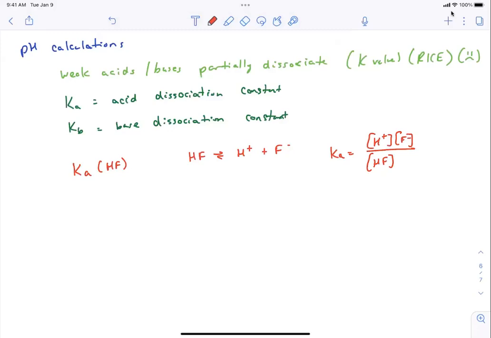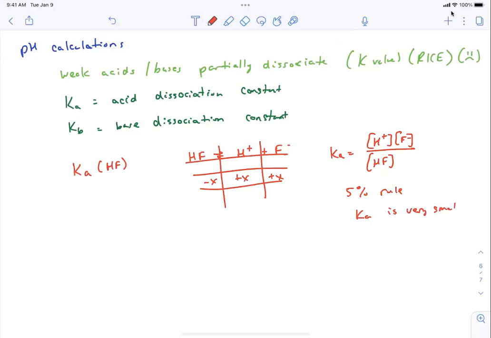And that's really important for the RICE chart because you have to understand what the expression is so that you can plug in variables and solve for things. So if I were to do a RICE chart here, I would do it like this, probably plus x, and minus x. And then I have to solve for x. But in these cases, I would use the 5% rule because Ka is very small. So you could approximate by ignoring the minus x. So these are your RICE charts.